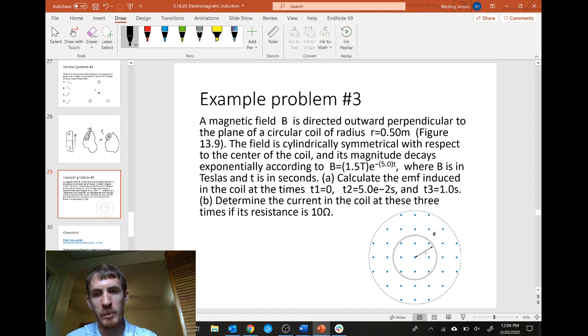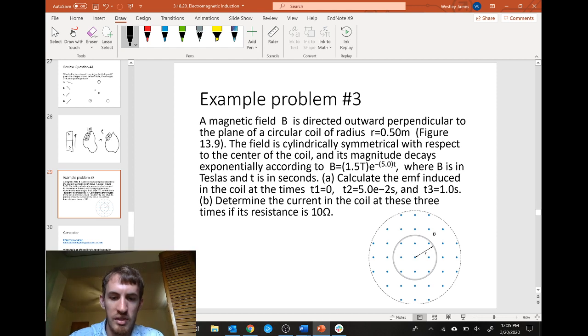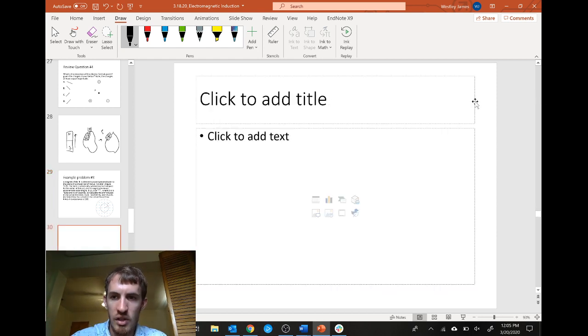Okay, and look at that. We have to calculate the EMF induced in the coil at varying times: when time equals 0, when time equals 5 times 10 to the minus 2 seconds, and time equals 1 second. And then just determining the current. All right, so I'm going to go ahead and start the process.